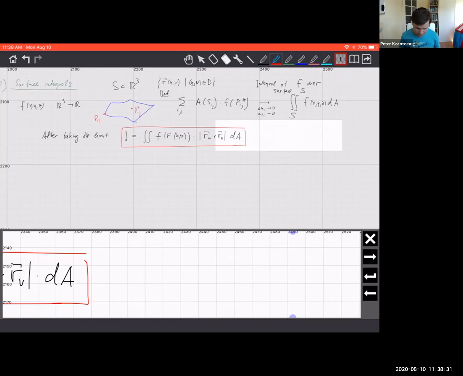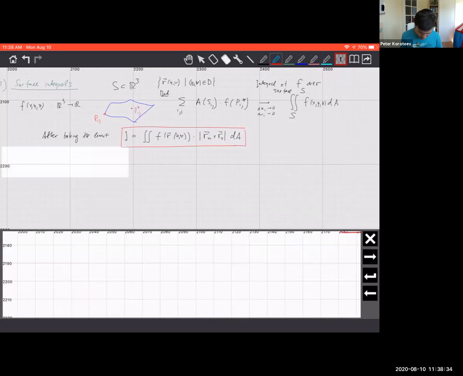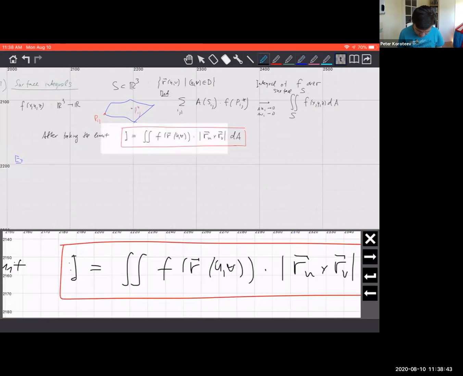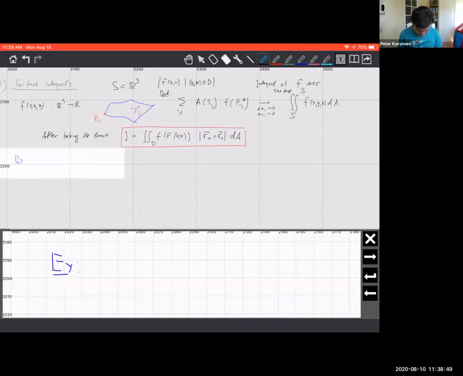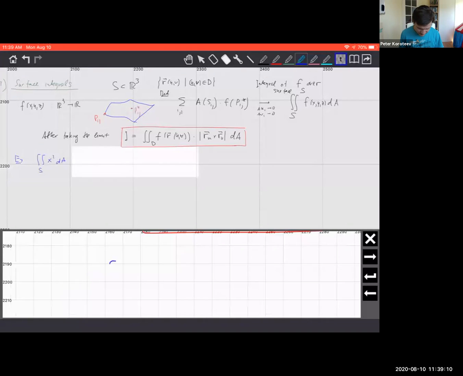Okay. So let's do an example. Integral over D. Yeah, thank you. So the calculation wouldn't change much, except you just need to multiply by the integrand. Right. So now let's integrate x squared over the sphere, where S is the sphere of radius 1.